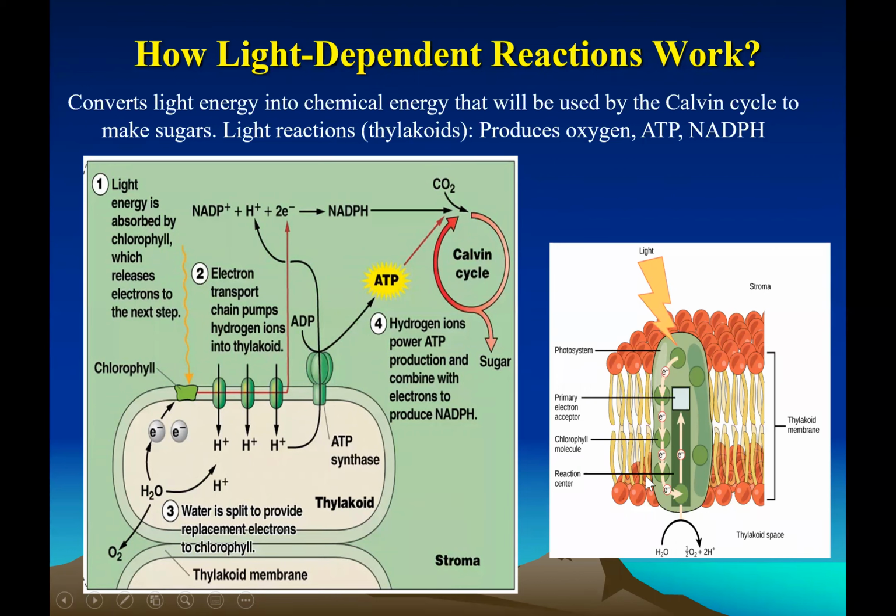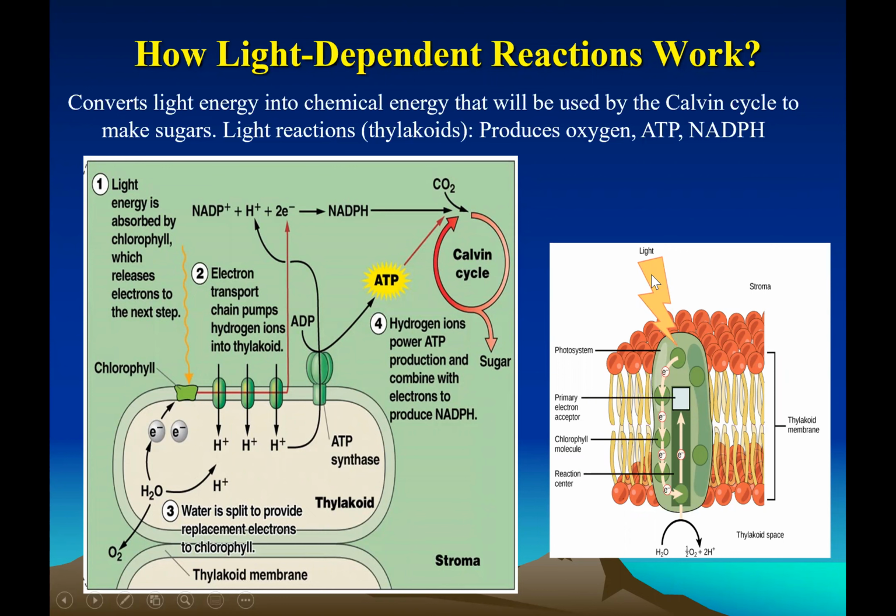And here's a close-up of the reaction center. See, this is the photosystem 2. So when light hits the photosystem, it will trigger the electron transport chain. So electrons are shuttled, and replacement electrons will come from the lysis of water.